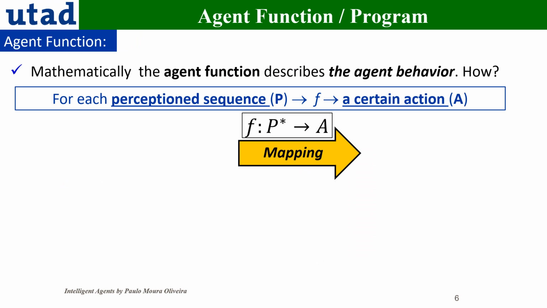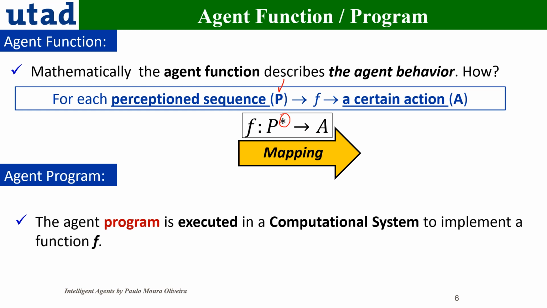Some definitions regarding agents are the agent function and the agent program. The agent function is a mathematical way of describing the agent behavior. How can we do that? For each perceptual sequence, which is represented by P star, the function maps the sequence to a certain action that is going to be executed. Of course, the agent program is executed in a computation system to implement the function f.